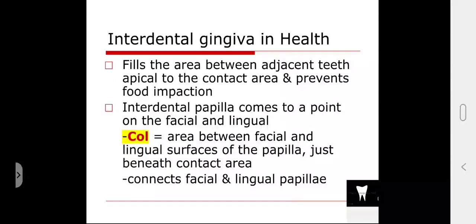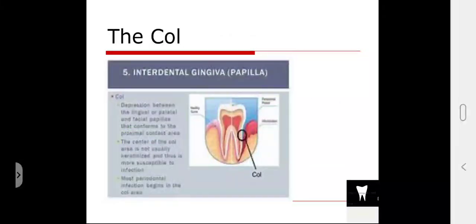The col is that area between the facial and lingual surfaces of the papilla, just beneath the contact area. It connects the facial and lingual papilla, so it's important when you are doing your periodontal probing that you are getting into that col and you're angling your probe correctly. Again, a picture of the col. It's a depression, between the palatal or lingual and facial papilla.